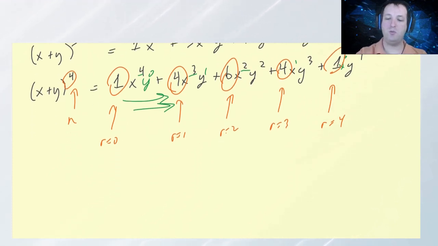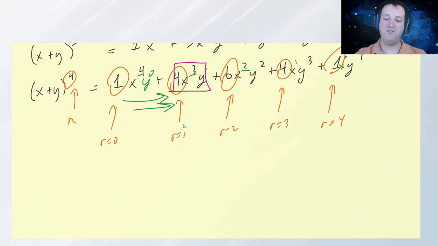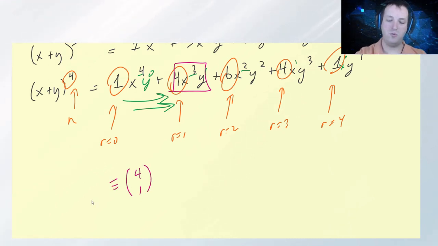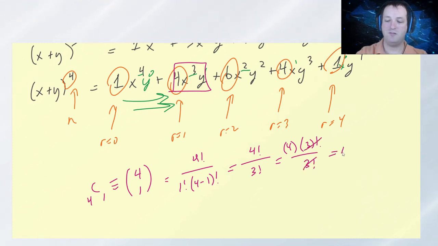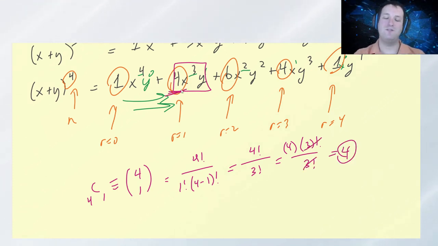So if you quickly want to figure out what the coefficient of x cubed y would be, all you need to figure out is 4, 1, which of course is equivalent to 4C1, which is 4 factorial over 1 factorial times (4 minus 1) factorial. That is going to be 4 factorial all over 3 factorial, which is the same as 4 times 3 factorial all over 3 factorial, and they cancel, just leaving us with 4, and that gives us that coefficient, right? So this is where the idea of binomial coefficients and combinations sort of come into play.